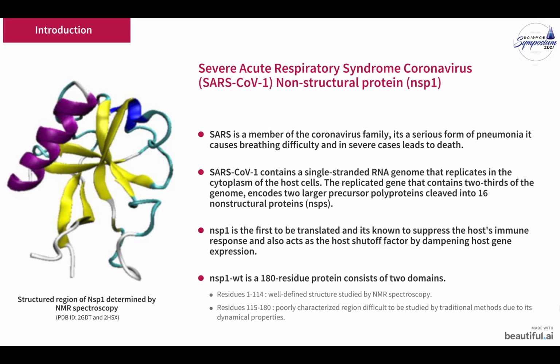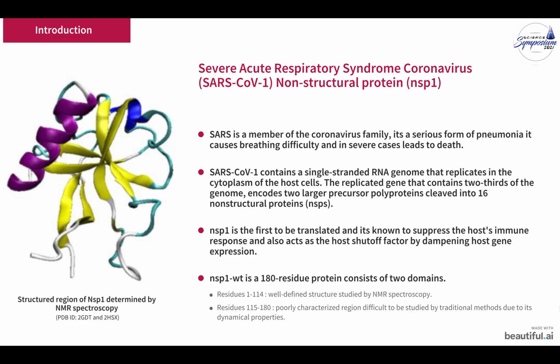SARS coronavirus 1 contains a single stranded RNA genome that replicates in the cytoplasm of the host cells. The replicated gene contains two-thirds of the genome that encodes for the two larger precursor polyproteins cleaved into 16 non-structural proteins, NSPs, out of which NSP1 is the first to be translated. NSP1 is known to suppress host immune response and also acts as host shutoff factor by dampening host gene expression.